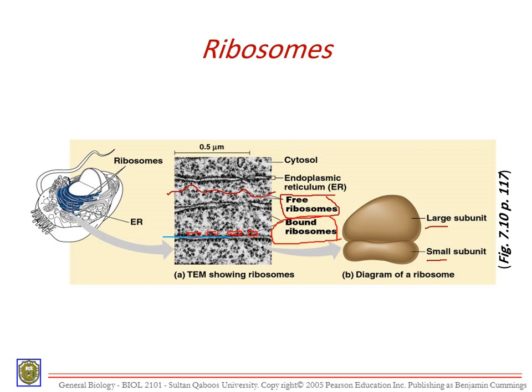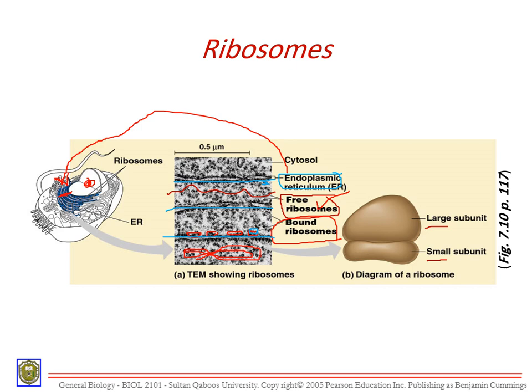The ones that are attached to the endoplasmic reticulum, do you see this? This is called endoplasmic reticulum. So if the ribosomes are attached to it, we call them bound ribosomes. And if the ribosomes are just swimming in the cytoplasm here, then we call them free ribosomes because they're swimming in the cytoplasm. Now, the endoplasmic reticulum, as you can see, is located right outside the nucleus. This is our nucleus, and right outside the nucleus, all this blue, is called endoplasmic reticulum.